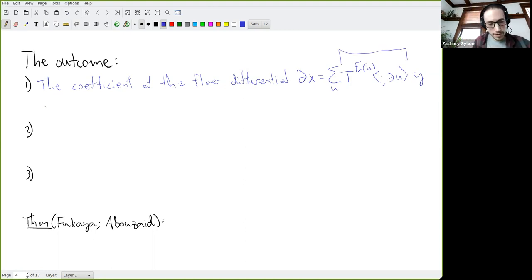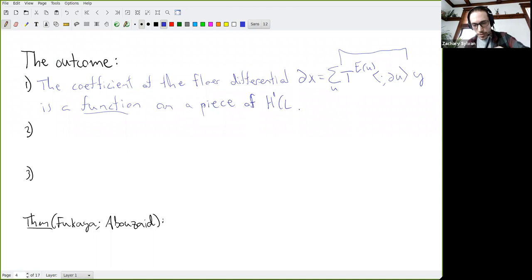This is a function. A function on a piece of this H^1 of LQ with lambda star coefficients. That's the first thing that we got out of this.